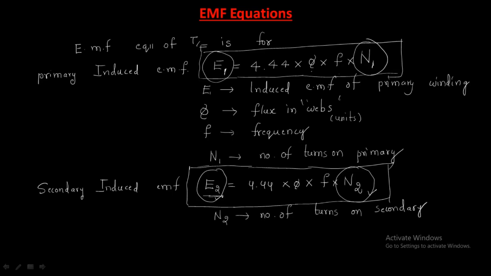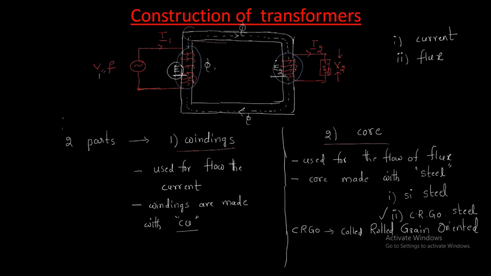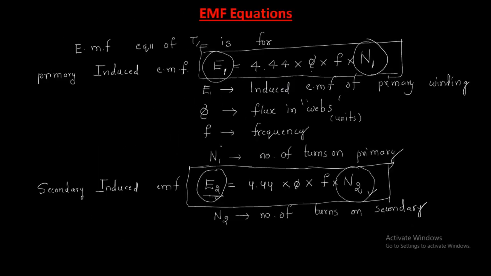Here E2 is the induced EMF of the secondary winding. And that equation is the same, 4.44 into flux into frequency into number of turns. Again 4.44 is constant, flux is constant, F is constant, N2 is the number of turns on the secondary. The number of turns on the secondary will decide the magnitude of E2. So E1 depends on N1 and E2 depends on N2. Okay, these are the equations of the primary and secondary windings.